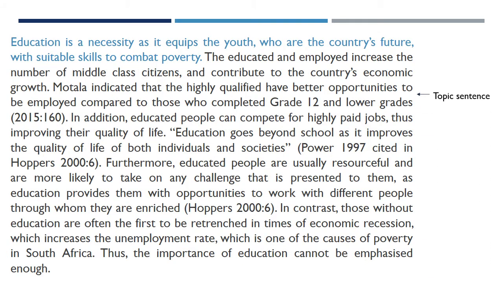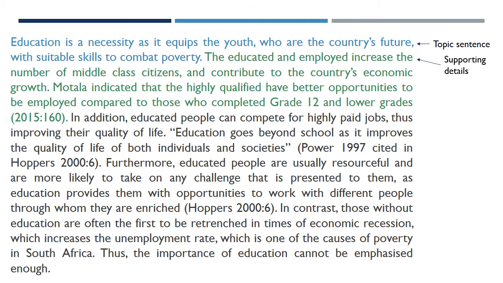Here at the top, we can see our topic sentence in blue. Education is a necessity as it equips the youth, who are the country's future, with suitable skills to combat poverty. That comes directly out of our mind map, which said this paragraph is going to be about the necessity of education. What follows the topic sentence is highlighted in green, and these are our supporting details. They tell us more about the topic sentence.